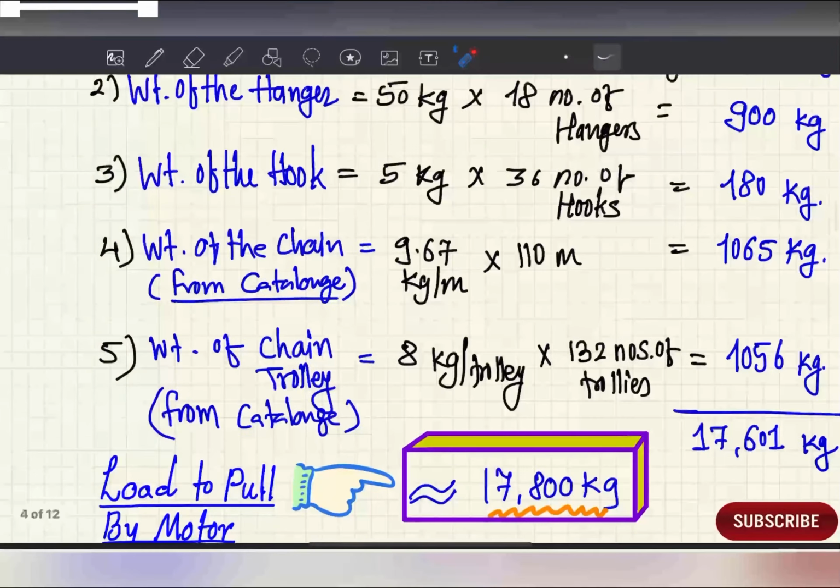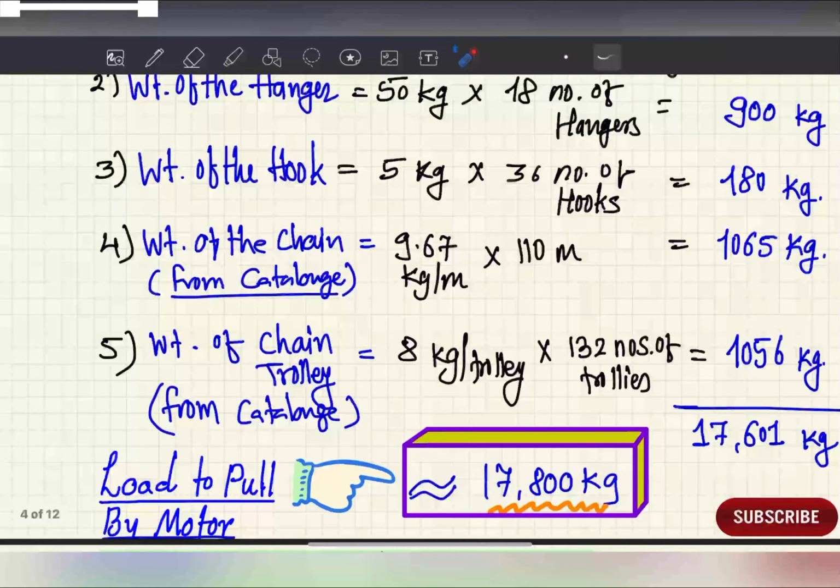Now we have some hooks to hang the hangers on the chain. The hook we have designed 5 kg each, and 36 number of hooks we need to install on the chain to hang 18 number of hangers. So 2 hooks for each hanger we need to install on the chain. So 5 kg into 36 equals to 180 kg.